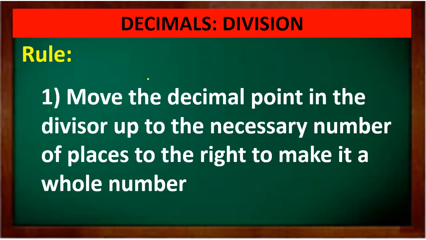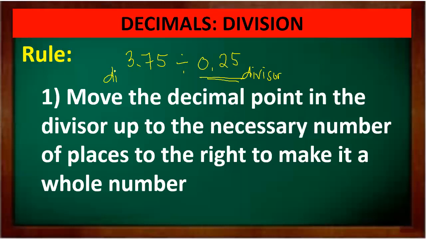So, alin ba ang divisor? For example, ito yung number natin. Meron tayong 3.75 divided by 0.25. Your 0.25 is your divisor. Yan yung divisor natin. Ito yung dividend natin. Okay? So, this is what you call dividend. Ito yung divisor. So, sabi sa first rule natin, move the decimal point in the divisor up to the necessary number of places to the right to make it a whole number.